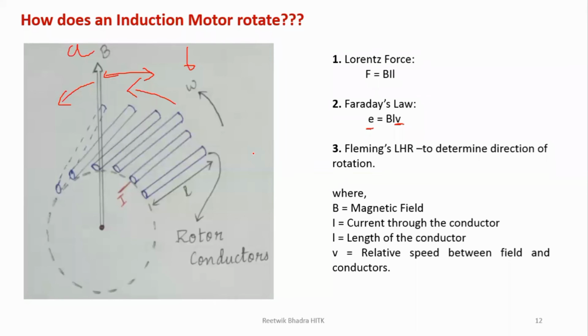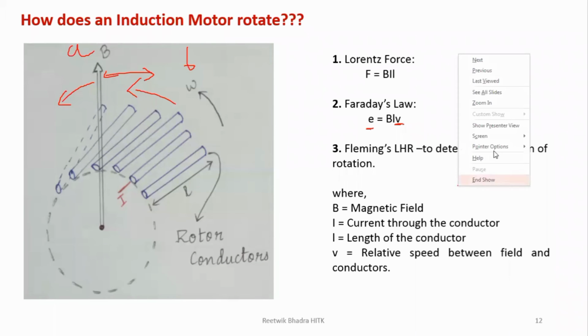magnetic field, then my relative speed between this magnetic field and this will become 0, and this EMF will become 0, and in turn, if there is no EMF, then how will current be produced? So my current will not be produced, I will be 0, so no force will act upon the conductor.